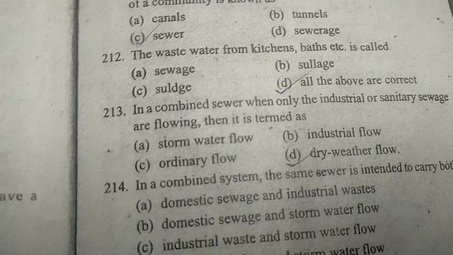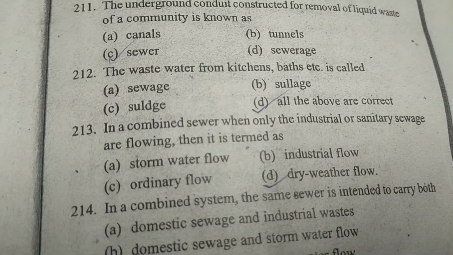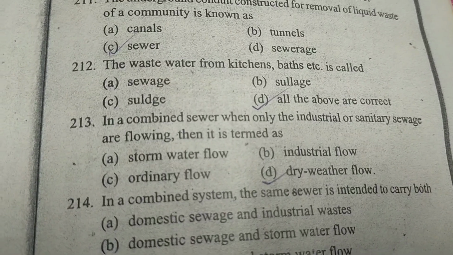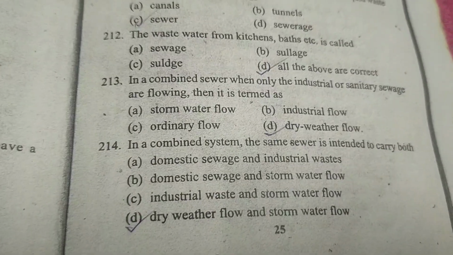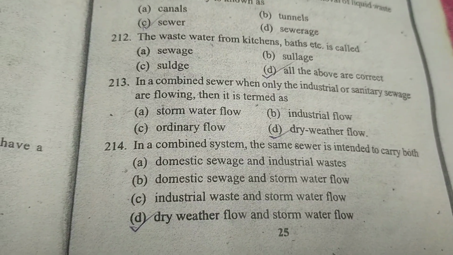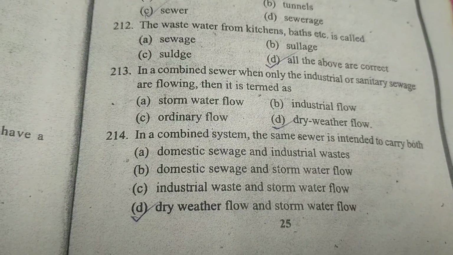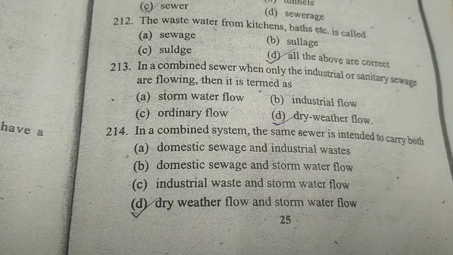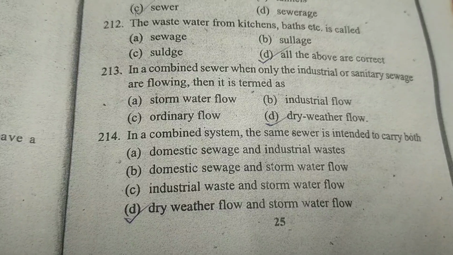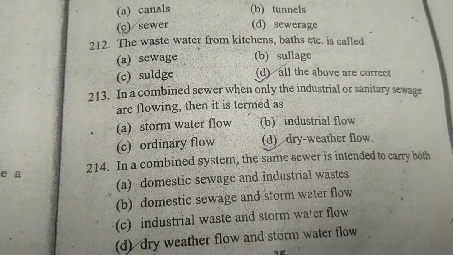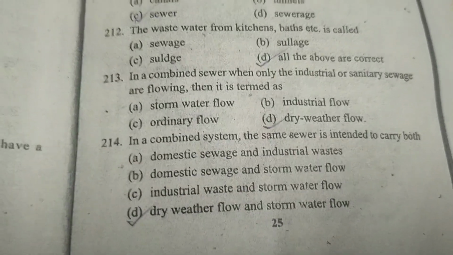The waste water from kitchens, baths, etc. is called sullage. In a combined sewer, when only the industrial or sanitary sewage is flowing, it is termed dry weather flow. In a combined system, the same sewer is intended to carry both dry weather flow and storm water flow.